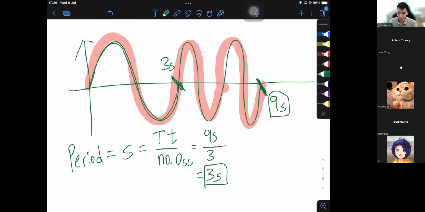Anyone unclear with what I've mentioned? Anyone confused with what I've mentioned so far? This is important because it builds up to the next part, which is frequency. If you're uncertain with this, it'll be a bit confusing, guys. Anyone unclear or not? Anyone don't know what I'm talking about?